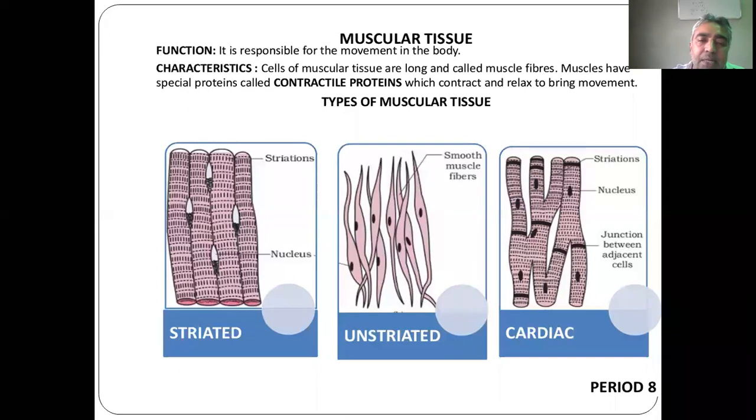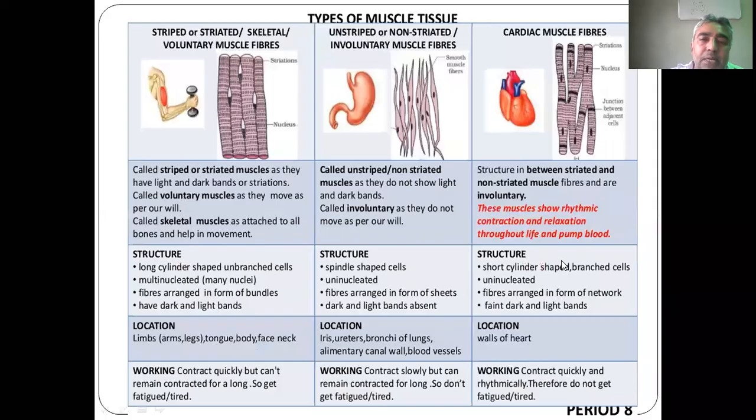The types of muscular tissue are striated, unstriated, and cardiac. In striated muscle, special striations or stripes are present. Smooth muscles are uninucleated and spindle shaped. Cardiac muscles have the characteristics of both smooth and striated muscles. Here you can understand the comparison of all these: first is striated muscle, then unstriated, and cardiac muscle.